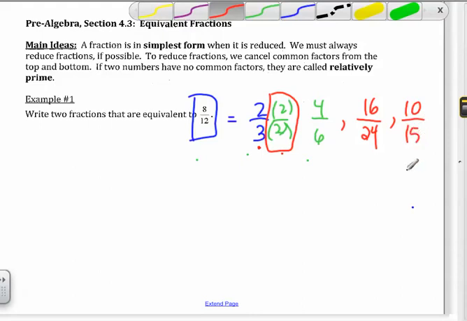They only wanted 2, but we gave them 1, 2, 3, 4. It's that easy. Just pick a number, multiply the top and bottom by that number. Okay? All right. Good job, guys. Let's look at the next example.